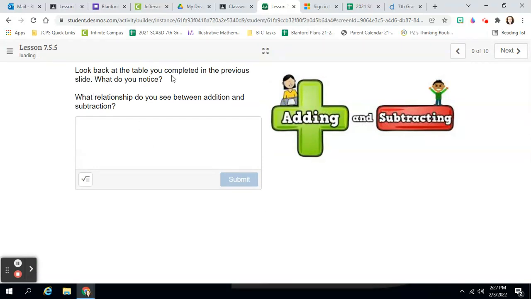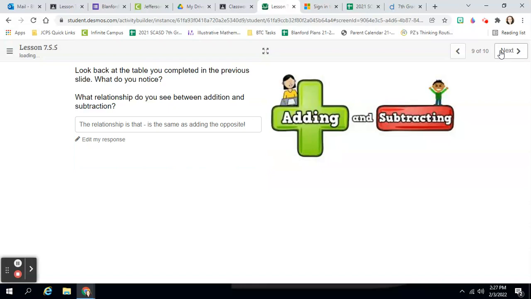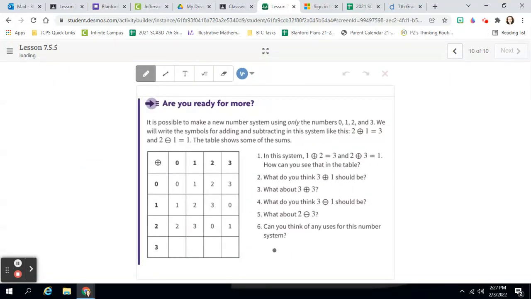Okay, so look back at the table. What do you notice? What's the relationship that you see between addition and subtraction? Okay, we know the relationship is that subtracting is the same as adding the opposite. And that concludes this part. Are you ready for more? I want you to try this out and see what you can come up with here.